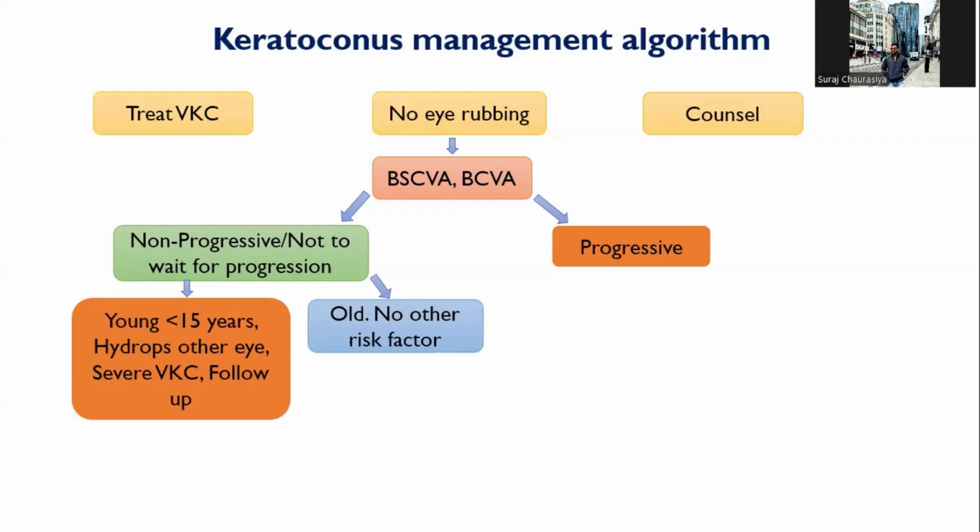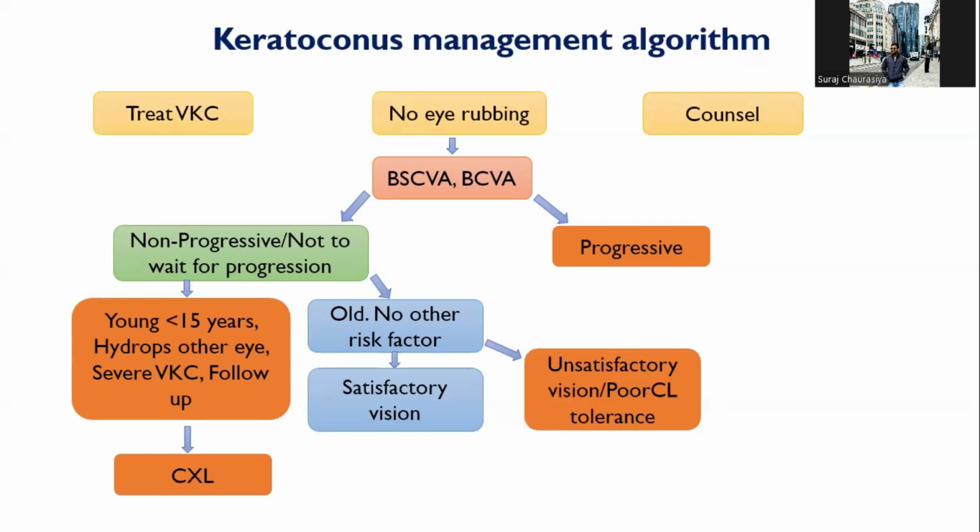If it is non-progressive disease, then there can be two scenarios. In certain special scenarios, such as in a younger patient less than 15 years of age, or a patient who has a history of hydrops in the other eye, associated severe vernal keratoconjunctivitis, or if the patient is unable to follow up regularly, then you should not wait for the disease to progress. In such cases, collagen cross-linking can be planned during that visit itself.